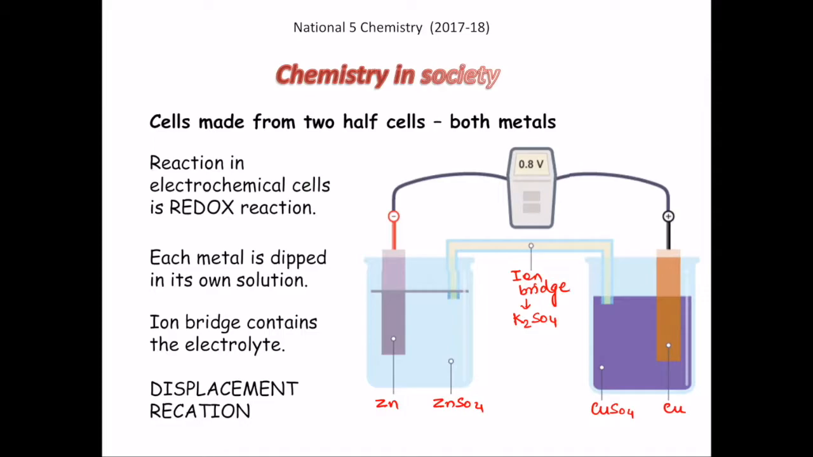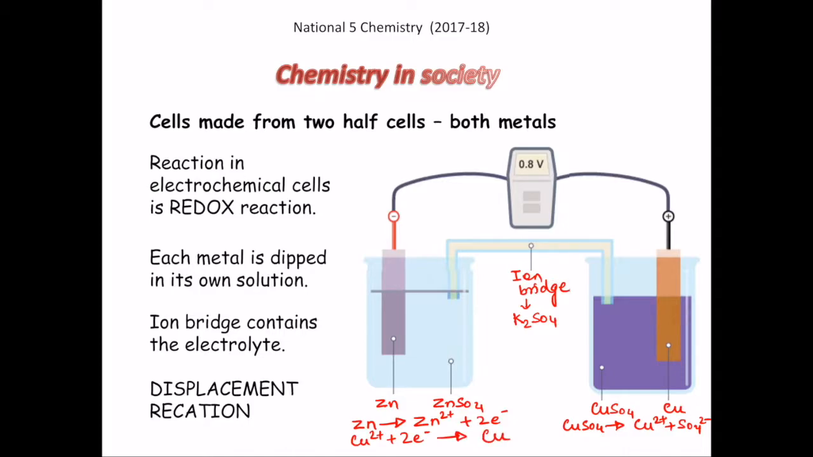So the reaction in electrochemical cells, as I've told you before, is a redox reaction. Each metal is dipped in its own solution, and the reaction that will take place here is that zinc, being higher in the metal activity series, will have a tendency to change into zinc ion and lose two electrons. Copper sulfate will dissociate, giving copper ions and sulfate ion. The copper ion will gain electrons and change into copper metal.